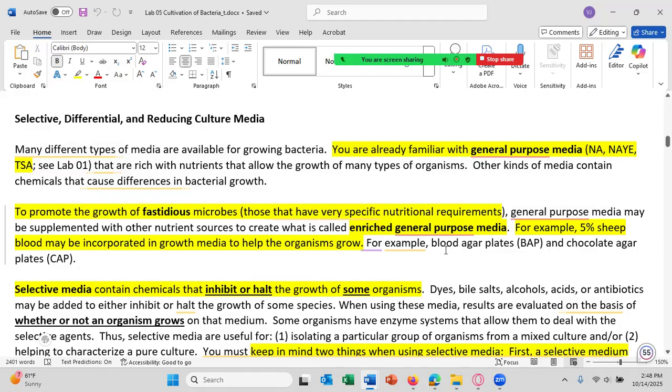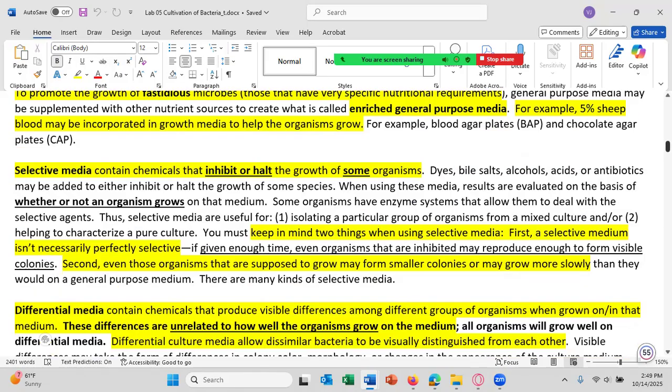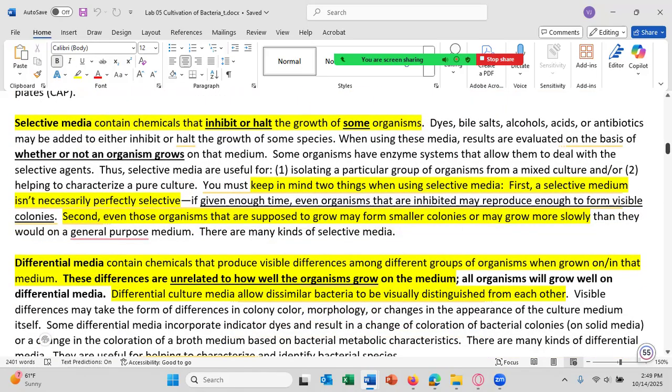Any questions about enriched general purpose media? All right, we also have selective media, and these are media that contain chemicals that inhibit or halt the growth of some organisms, but allow other organisms to grow.